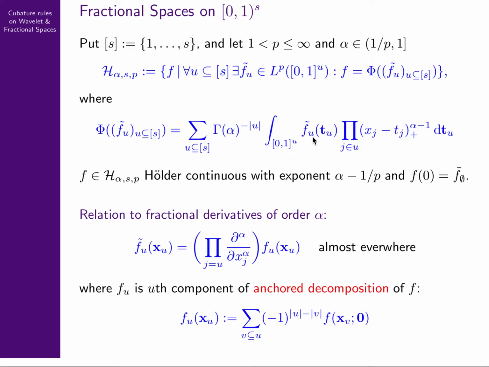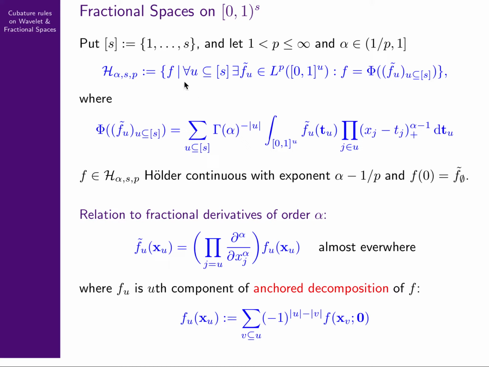You take your density function, integrated against the kernel, and this kernel is simply the product, or tensor product, of the univariate kernels we saw on the previous slide. And now here we have the kernels x_j minus t_j to the power alpha minus 1. And again, we have here the plus, so if t_j is larger than x_j, the whole factor here vanishes. And we take the product over all coordinates j in the set of coordinates u, right, and integrate.